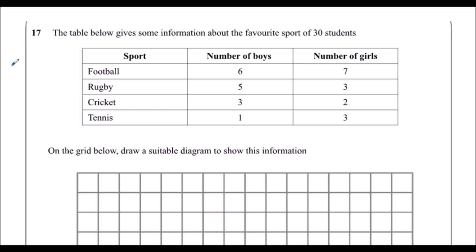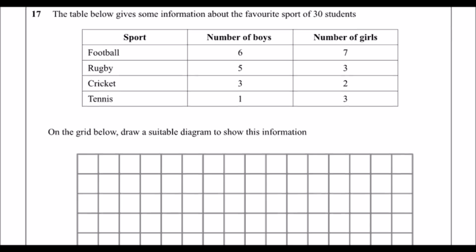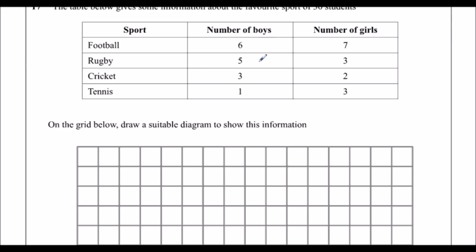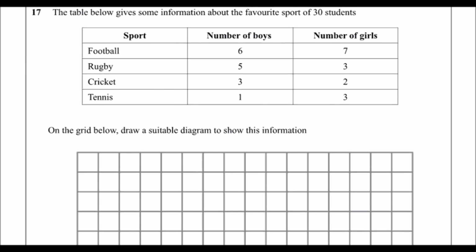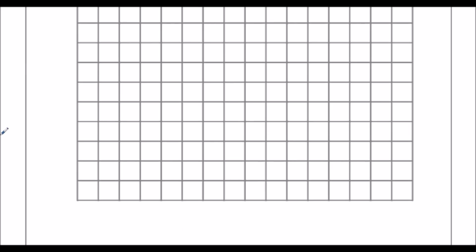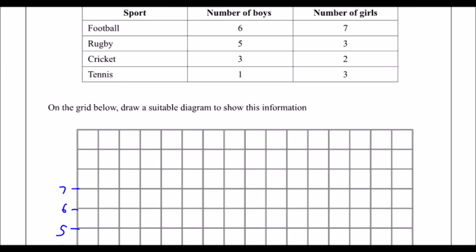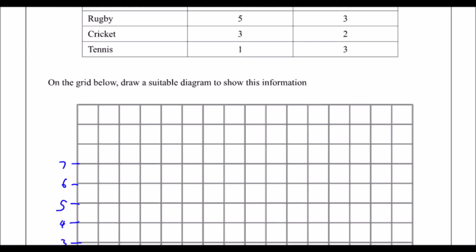Question 17. The table gives some information about the favourite sport of 30 students. So we've got boys and girls and we've got their favourite sport, and they want a suitable diagram, and that's going to be a bar chart. So a bar chart with a separate bar for boys and girls. So the highest number is 7. So we have 1, 2, 3, 4, 5, 6, and 7. And we're going to have football, rugby, cricket, and tennis.